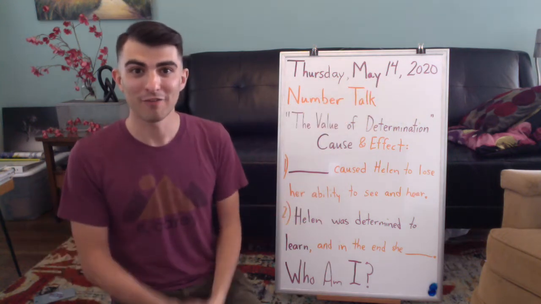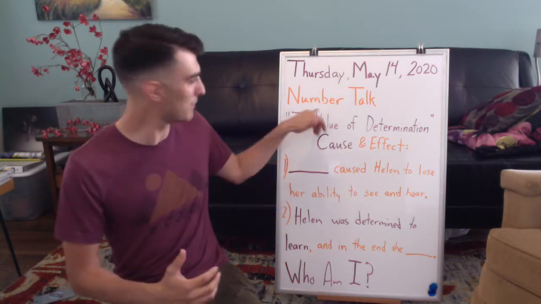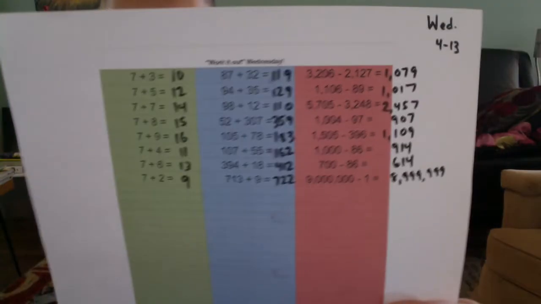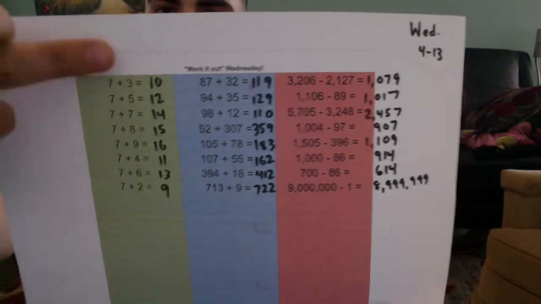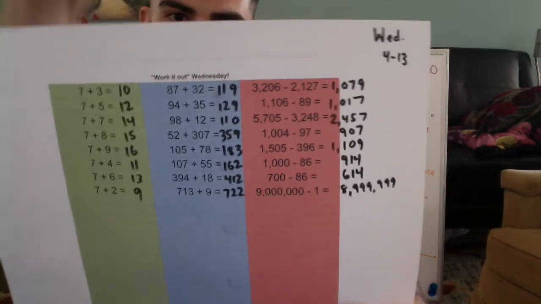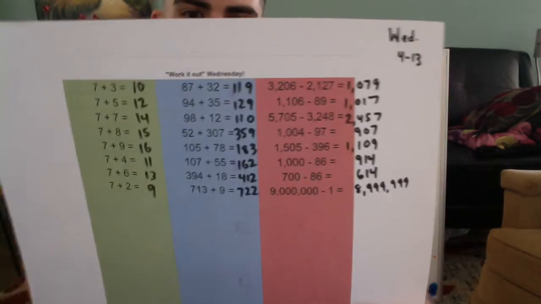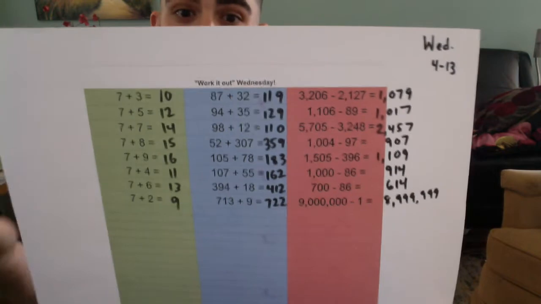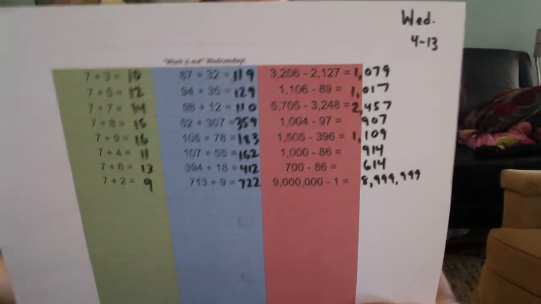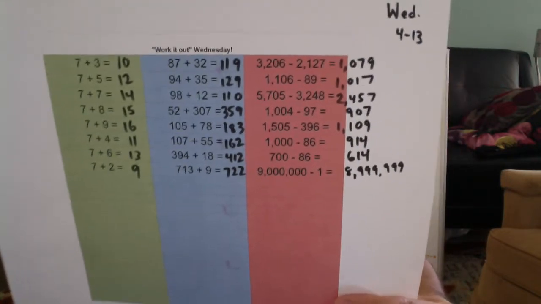So let's kick off our morning with some good number talk. Yesterday was Work It Out Wednesday. So here are the answers to our addition and subtraction equations. Here in our units, remember we were practicing our addition facts with the sevens family. Then in the tens, we were practicing addition using a material or abstractly, depending on where you are. And over here in the hundreds, we were practicing subtraction, again, either with materials or using it abstractly.